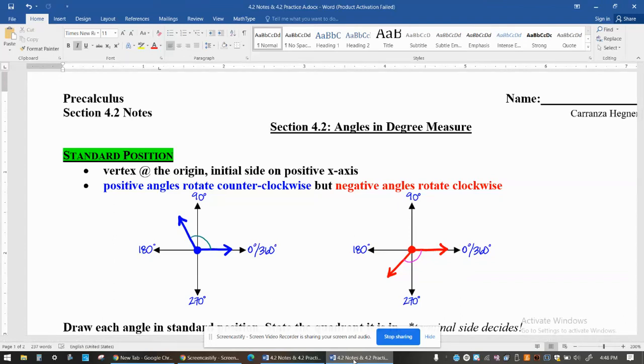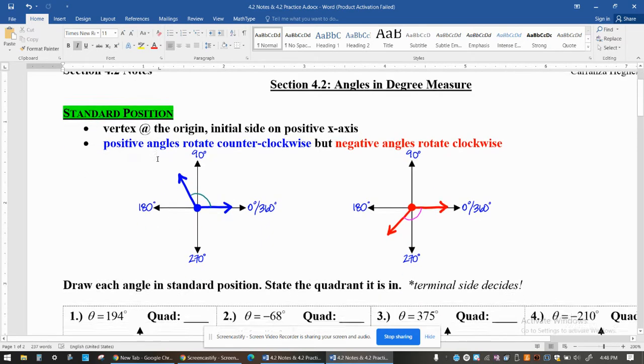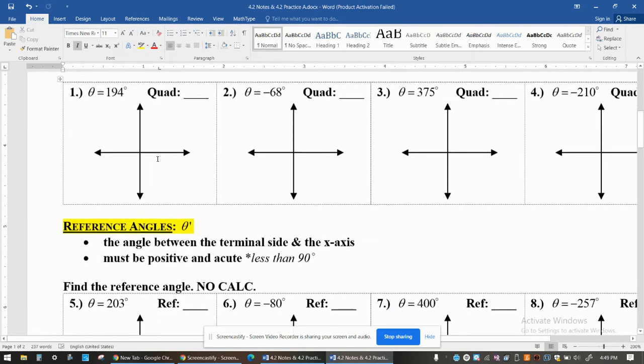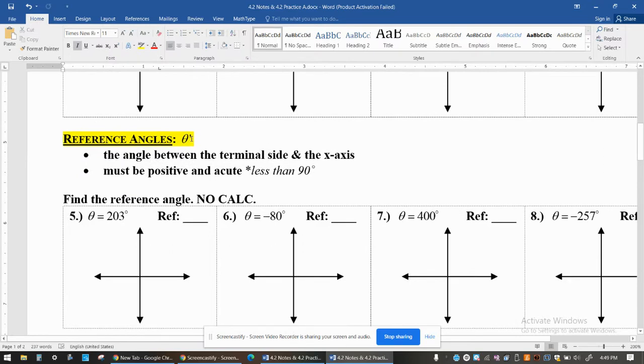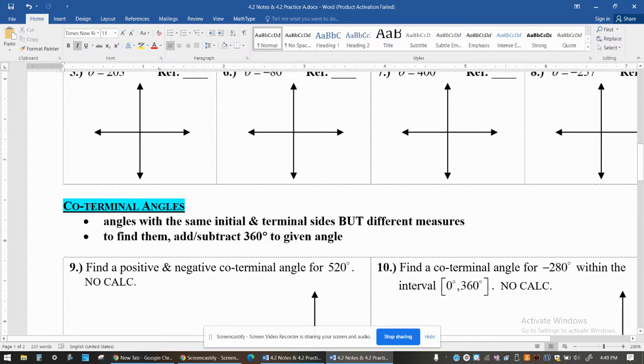Hey pre-calc students, welcome to today's lesson, a review of anything pretty much having to do with angles and degree measure when it comes to drawing. There are three objectives for today, or three goals. We want to be able to draw angles in standard position, so that's the first heading in the notes. We want to be able to find reference angles to a given angle, and we also want to be able to find coterminal angles, okay?